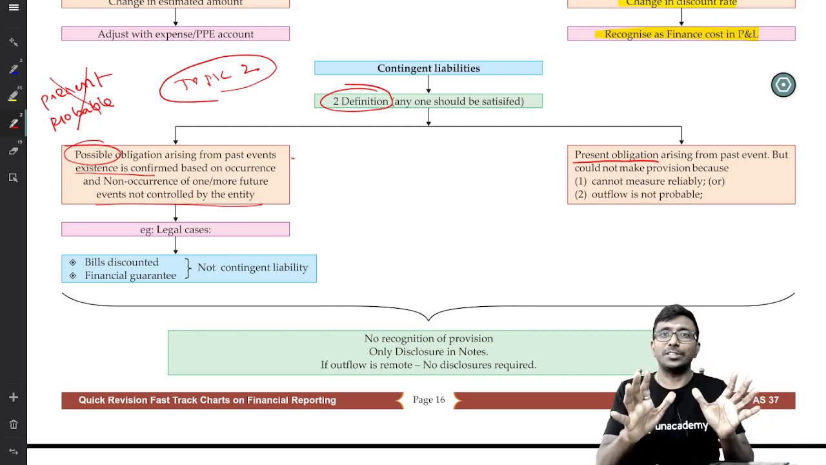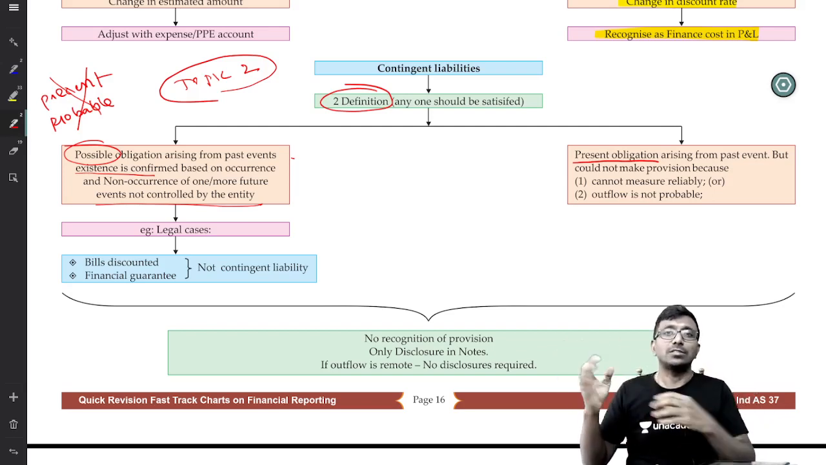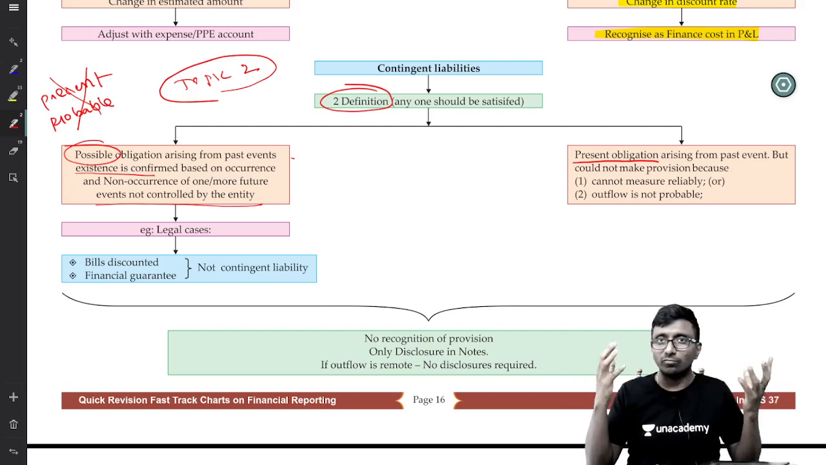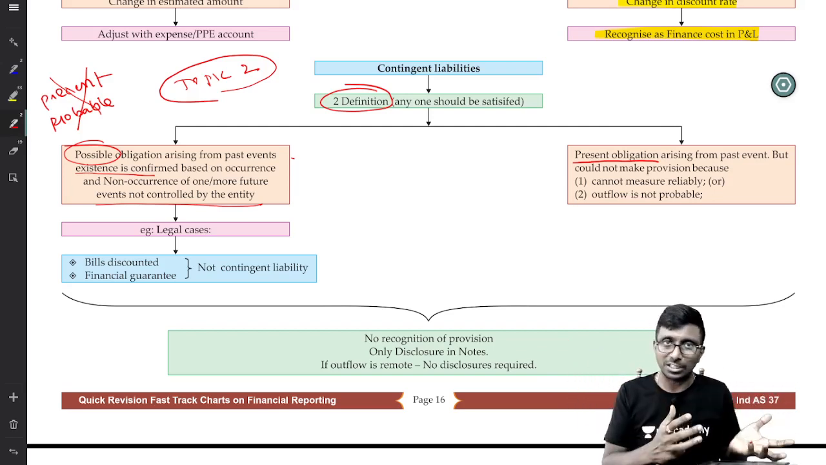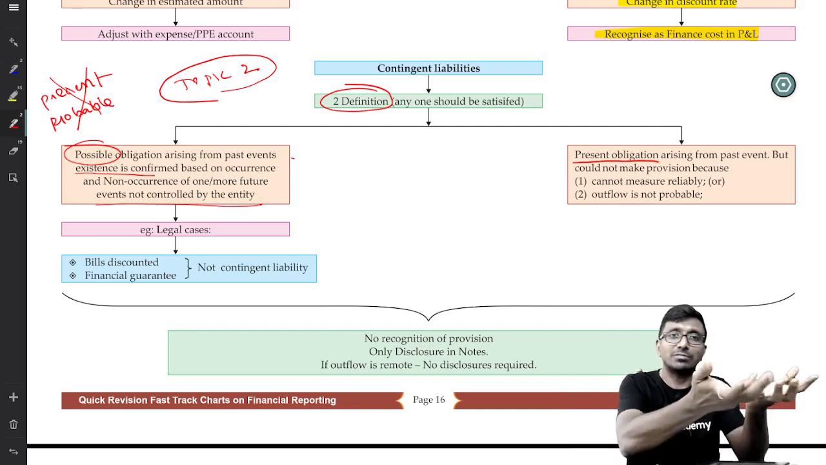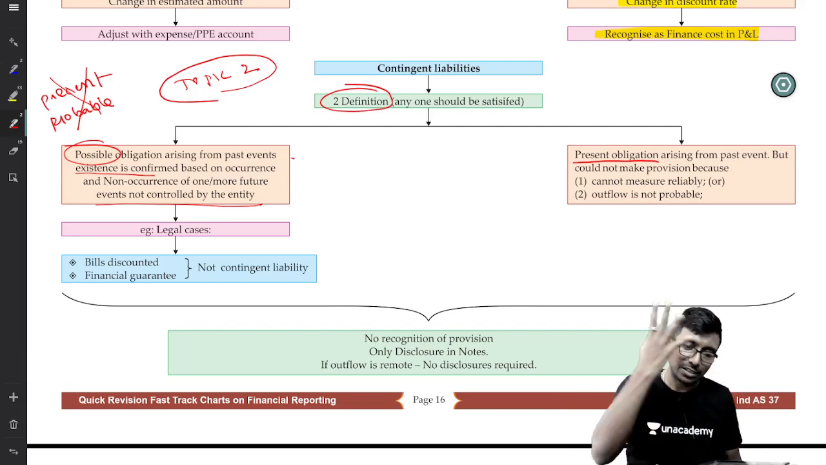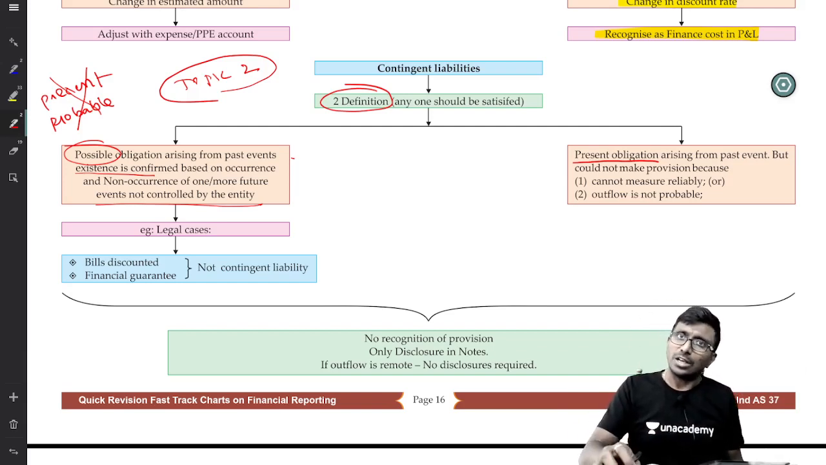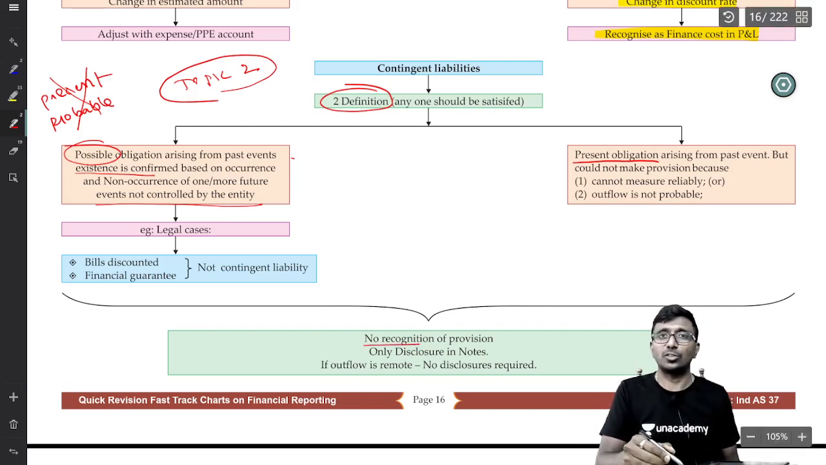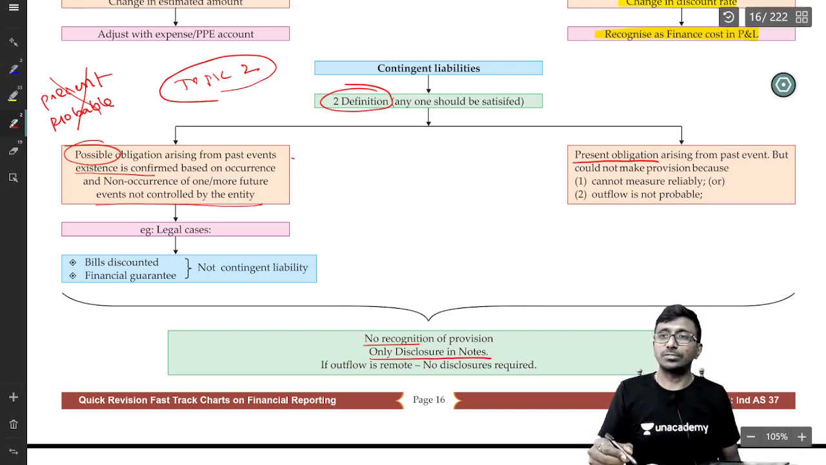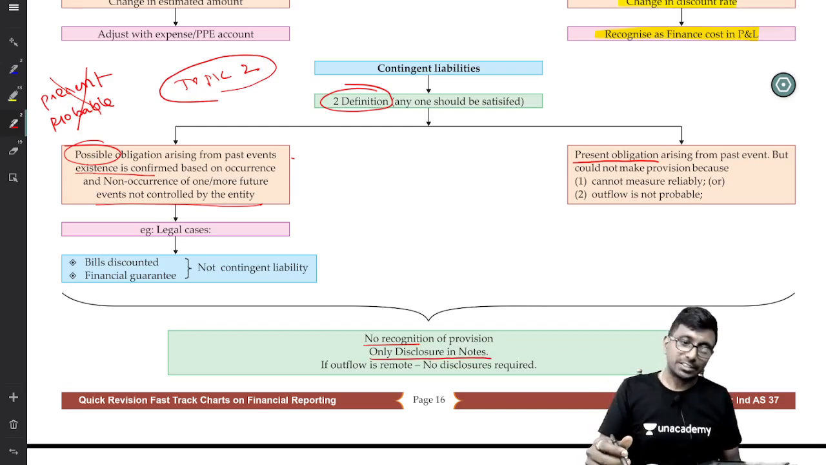Boss, this is what is happening. They said they filed a case. We are saying we are not agreeing to it. We have a number of proofs, and that's why we are depending on that and we are not making a provision. But for your information, I am disclosing a contingent liability. This makes sense. Are we liable on 31st March? No, sir. That's why there is no recognition of provision. But what are you supposed to do? Only disclose it in the notes. Just disclose it in the notes to financial statements.